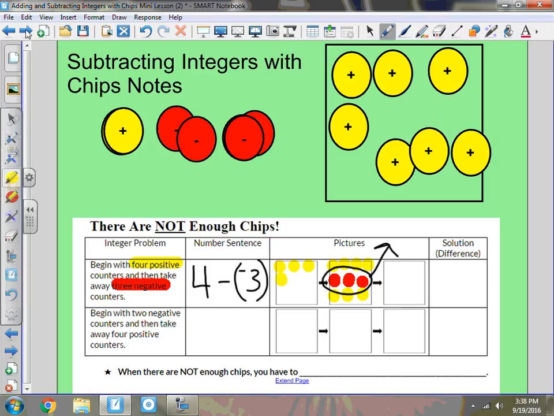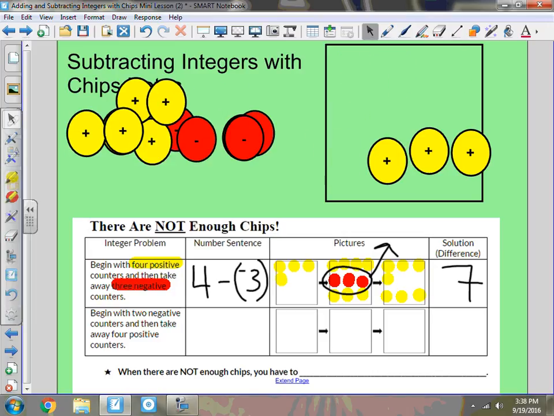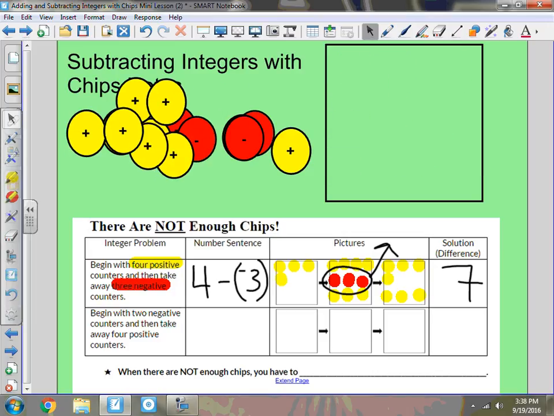So at the end of the party, I have the 4 positives that I started with. And then I also have the 3 positive best friends that came along with those negatives, but they got left behind. So my final difference here, 4 minus a negative 3, is actually going to be a positive 7. I've got 7 yellow chips left on my dance floor. All right, I know that these are tricky, so we're going to try another one to make sure that we've got it. In this example, I'm beginning with 2 negative counters, and then I'm going to take away 4 positive.